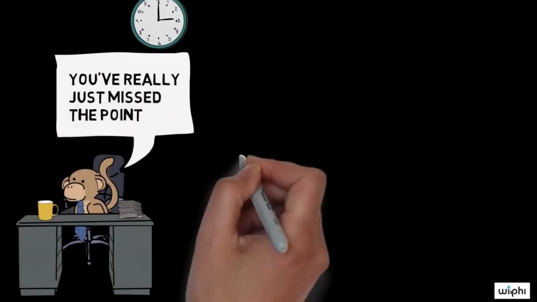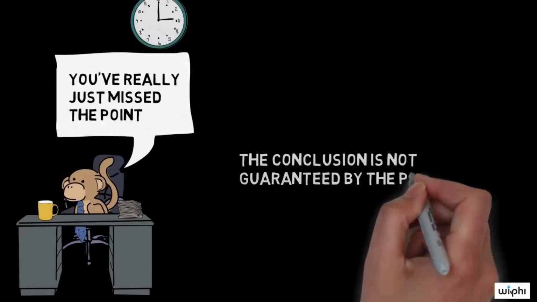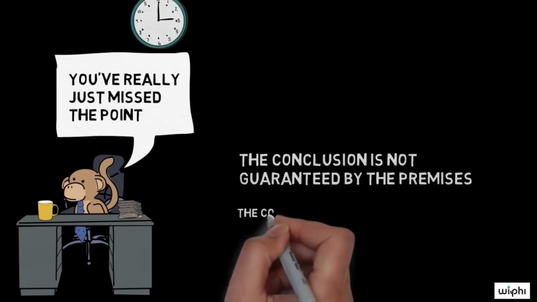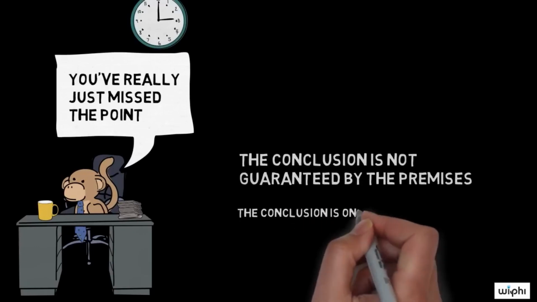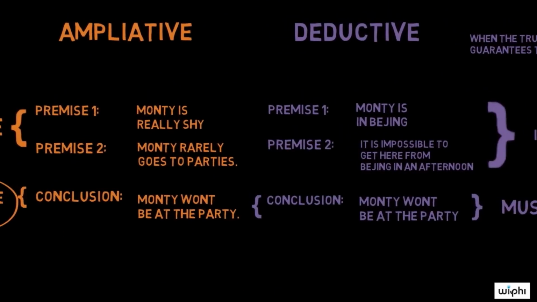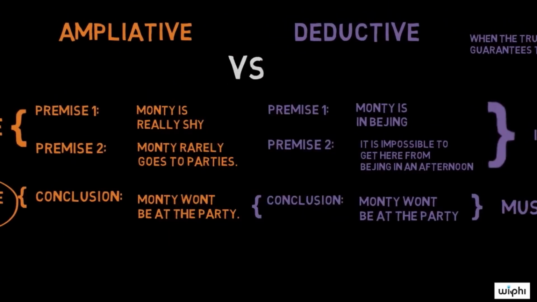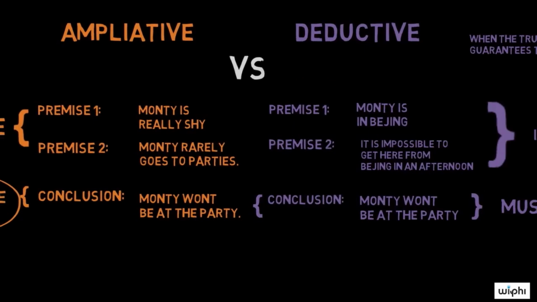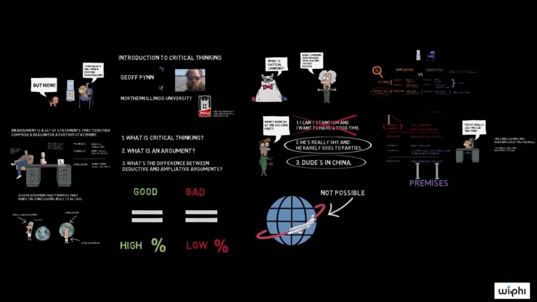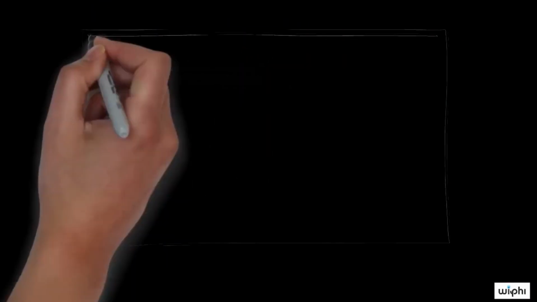In an ampliative argument, it's taken for granted that the conclusion is not guaranteed by the premises. Rather, what an ampliative argument is doing is giving you reasons to think that the conclusion is probable. So knowing what type of argument an argument is essential to knowing which tools to use to evaluate whether or not it's a good argument. And we'll talk quite a bit more about different tools for evaluating both ampliative and deductive arguments in future lessons.